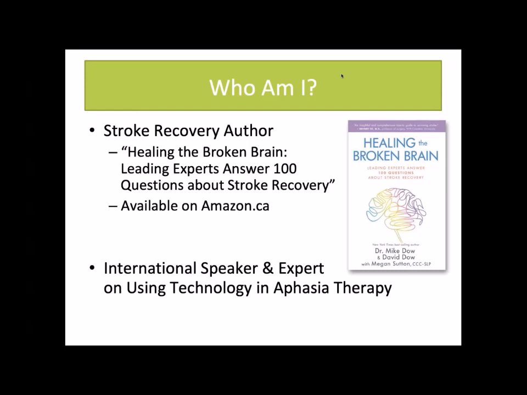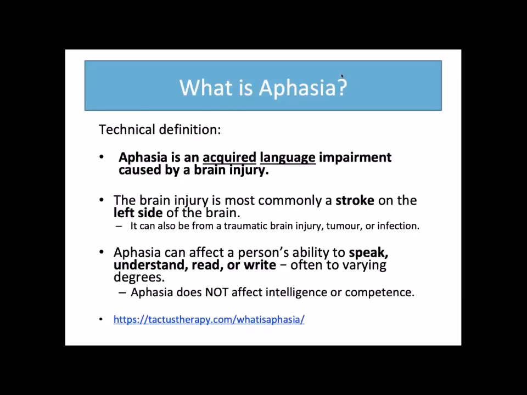So most people with aphasia have learned to speak, read, and write normally, and then they acquire this language impairment. And language is the words that you use to communicate. And we'll talk more about what language is as opposed to speech a bit later.